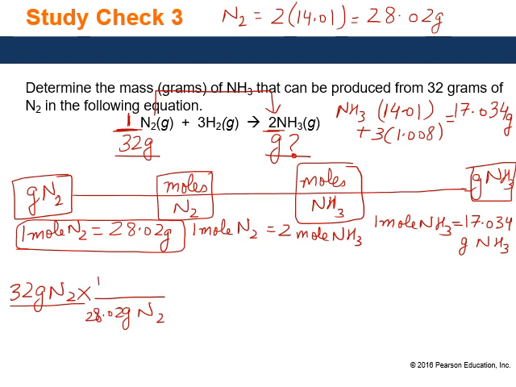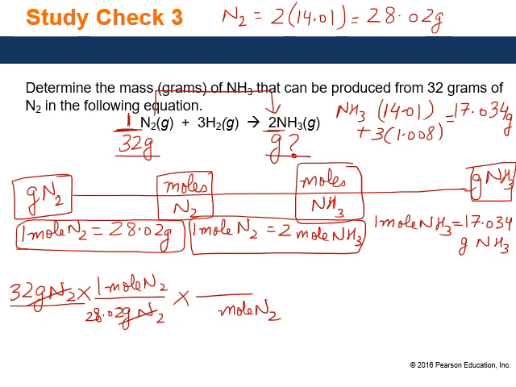28.02, and 1 mole of nitrogen on top. Gram gone. Multiply it with the next conversion factor. Because my starting unit now is moles of nitrogen, I'll put moles of nitrogen in the bottom. How many? 1. And 2 moles of ammonia goes on top. Mole of nitrogen gone. Now my answer is in moles of ammonia, which means I move on and continue with the next conversion factor.